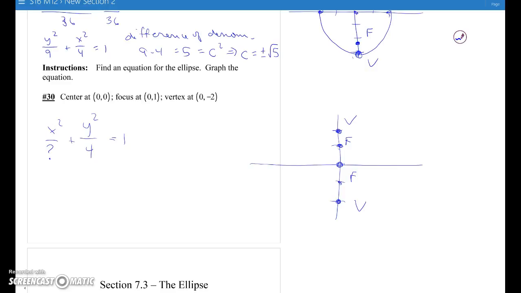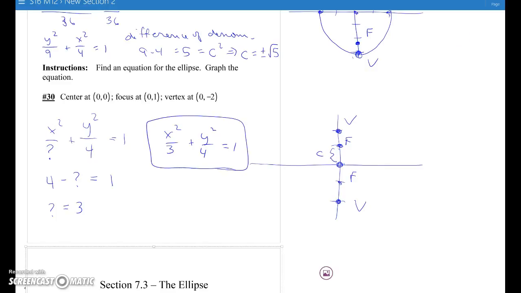So I can see it's going to be bigger in the y direction, so the number under the y is going to be bigger. So I should do the difference as 4 minus the number I don't know. And that's going to equal c squared. Well, c is this distance from the center to the focus, so that's 1. So the number I don't know is 3. So it looks like it's going to be x squared over 3 plus y squared over 4 equals 1.